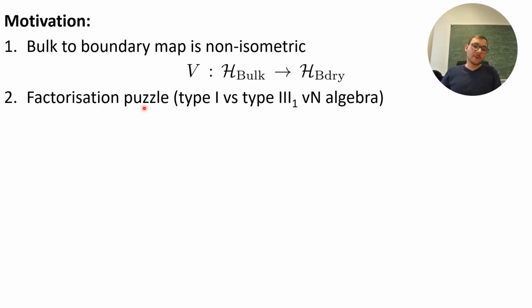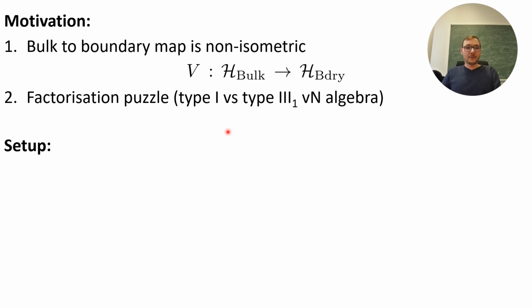And then the second problem is the factorization puzzle, which is the statement that the Hilbert space of the two-sided black hole cannot be written as a tensor product, while the Hilbert space of the boundary theories is a tensor product. And equivalently, you may also phrase this problem as a statement about the boundary algebra of observables being type 1, while the bulk algebra is a type 3 one for Neumann algebra.